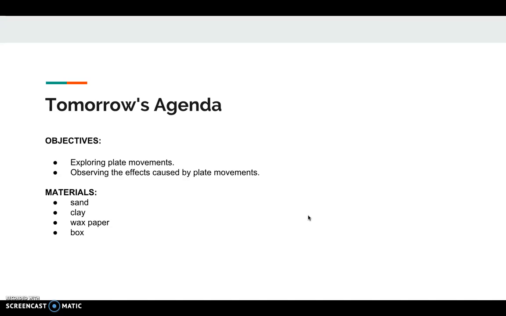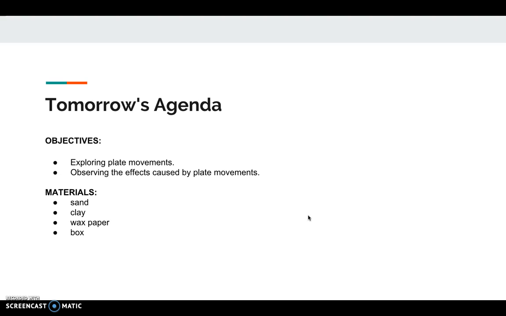So for tomorrow's agenda, I would like for you to go over the other vocabulary words that we did not go over, including the different transform, convergent, and divergent plate movements. Your objectives for tomorrow would be exploring the plate movements and observing the effects caused by the plate movements.